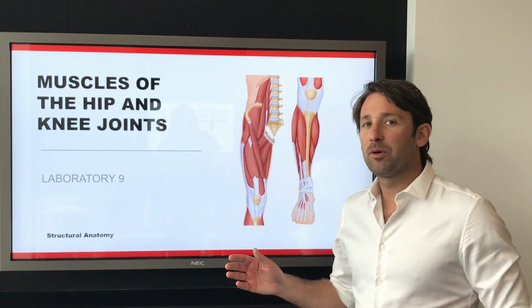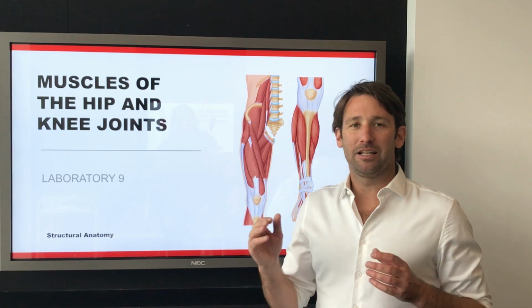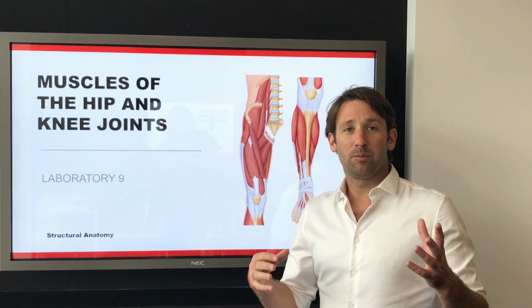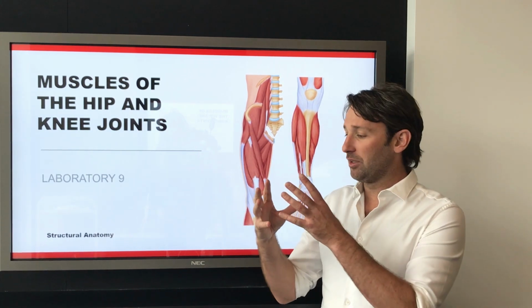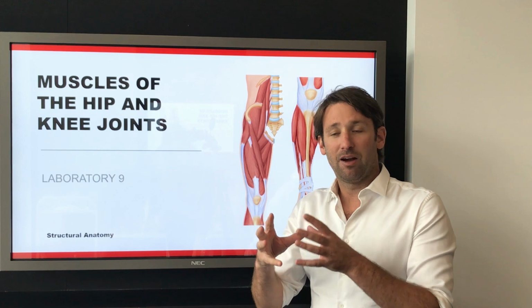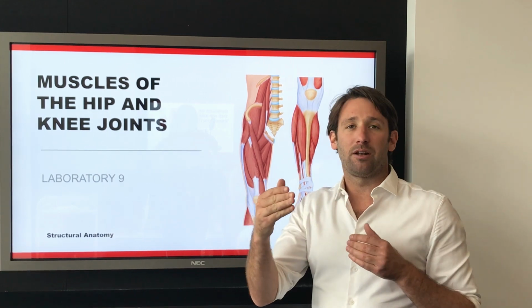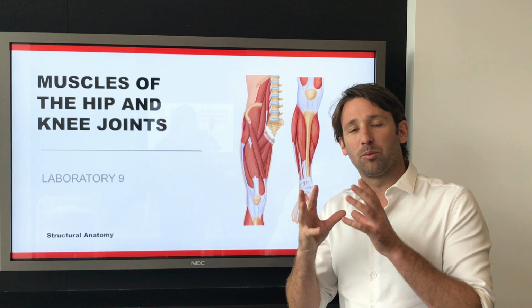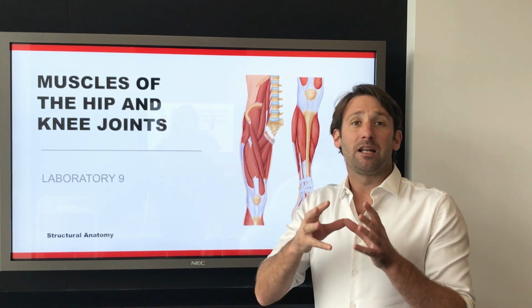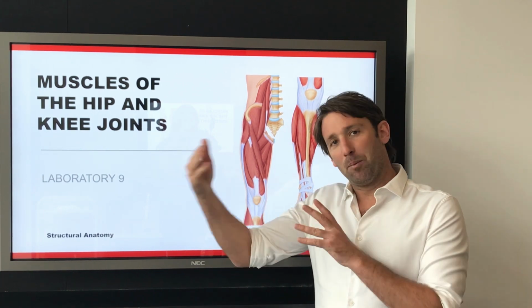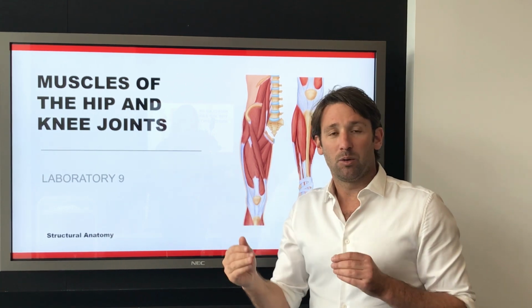In Laboratory 9, we're looking at muscles of the hip and knee joints. So like we did with the arm muscles, we're going to go over some bony landmarks, have a look at our bones to remember the ones that we've learned and also extend on that knowledge. And remember, these bony landmarks that we're learning on each bone will end up being an origin and insertion for muscles that we will learn. So we'll start with that.